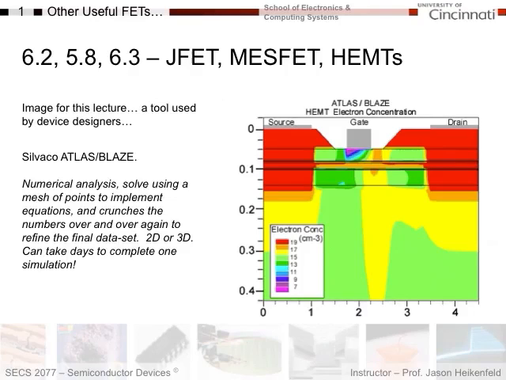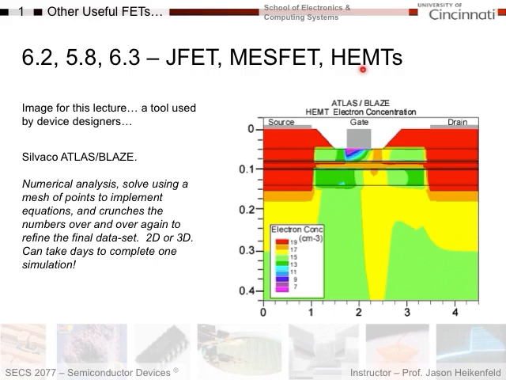Okay, well, at this point in the course, we're finally going to start into transistors. So in this lecture, we're going to cover three types of transistors: JFETs, MESFETs, and HEMTs. We'll get to MOSFETs starting in the next lecture, but first we're going to cover some more conventional type field effect transistors. These are all field effect transistors, hence the FET part of that, including a HEMT as well.